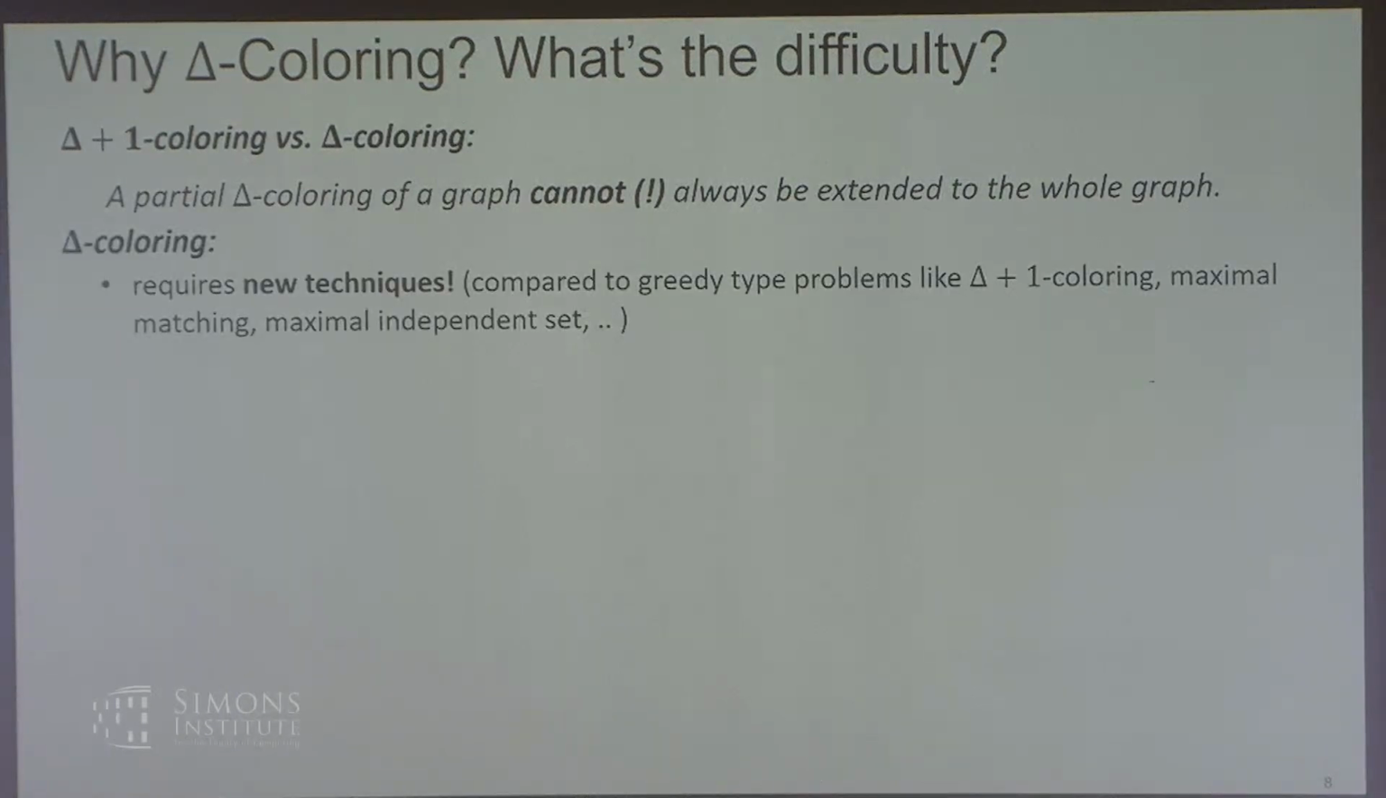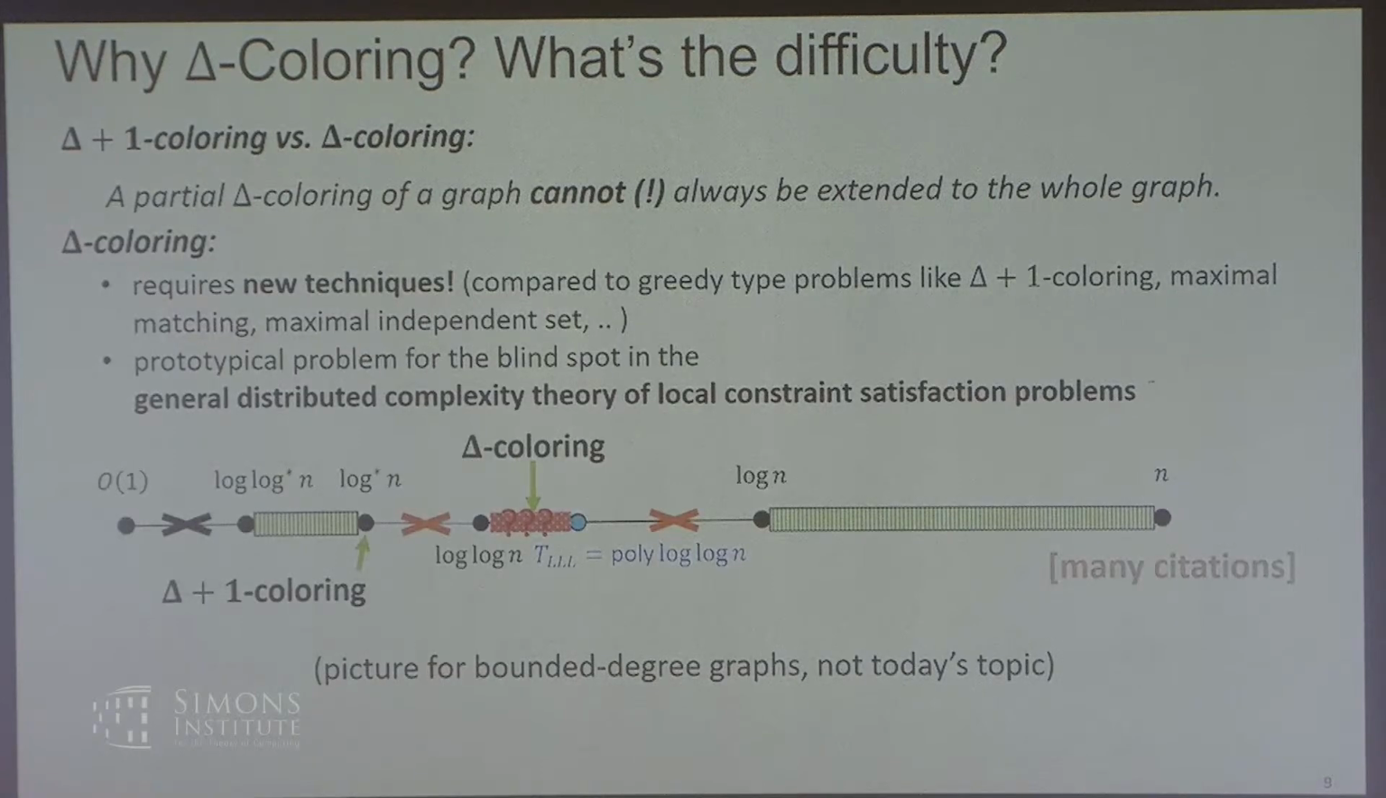So delta coloring requires new techniques compared to these classic greedy problems like delta plus 1 coloring, maximal matching, and maximal independent set. And it also has been a host for such new techniques. And for me, it's also a prototypical problem for what we do not understand in this field. Let me elaborate a little bit on this.